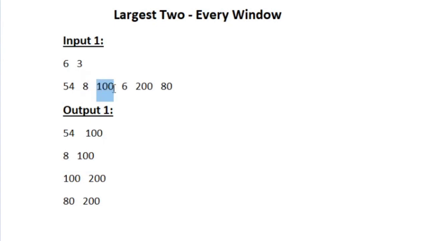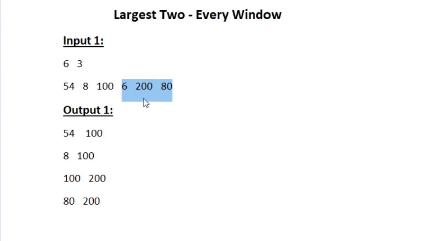So now we move to the next three integers. The next three integers are 100, 6 and 200. So here again 6 is the smallest and the remaining two integers are 100 and 200. So we print them. And finally the last set of three integers are 6, 280.